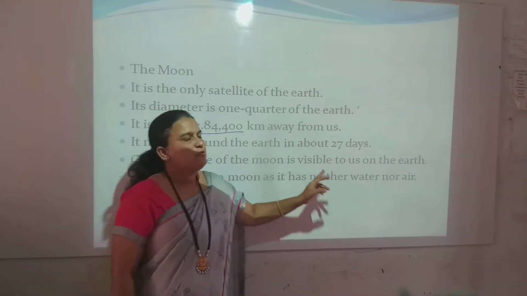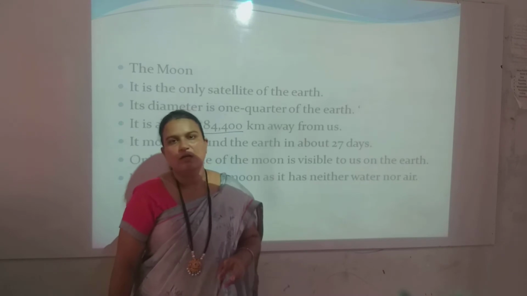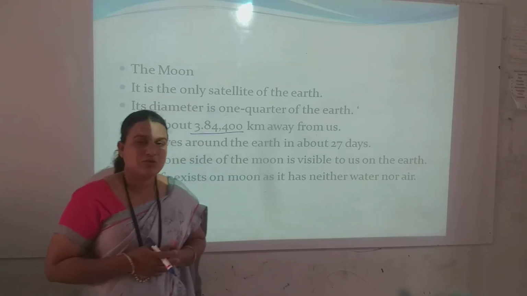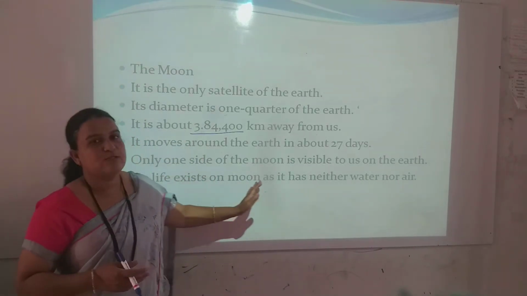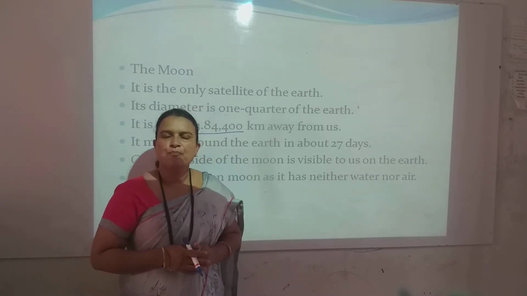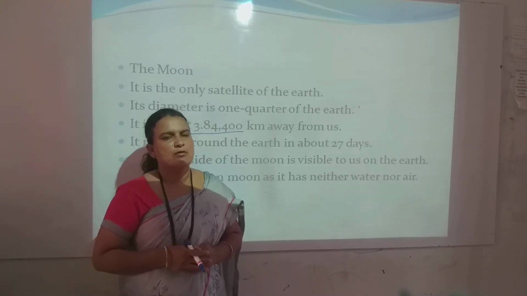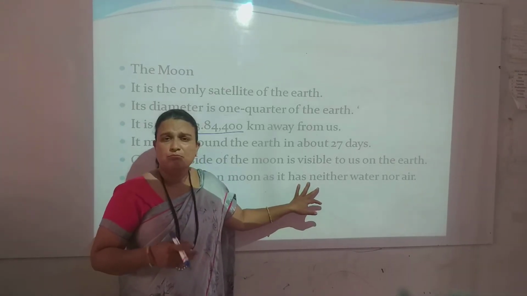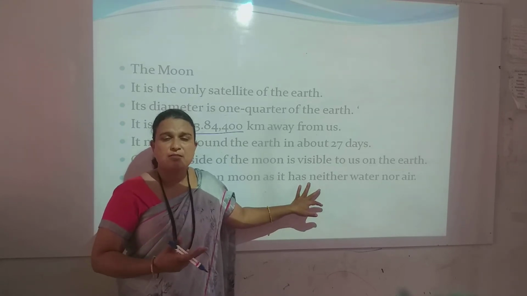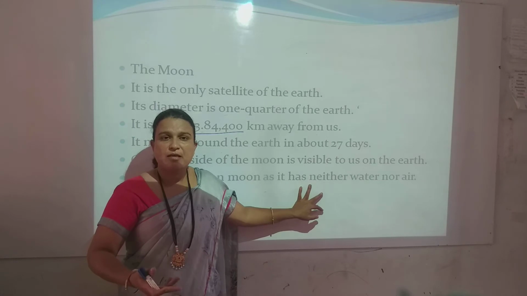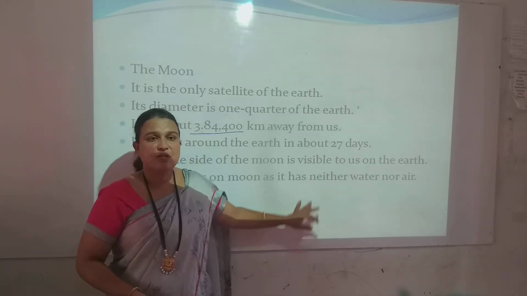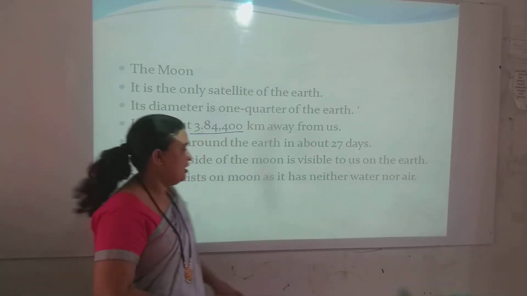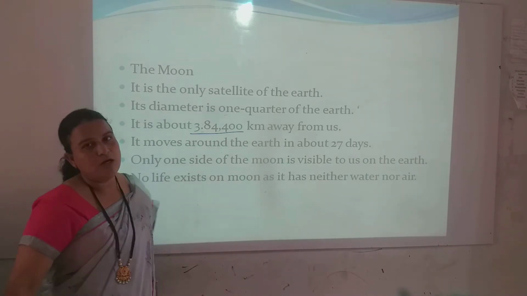Only one side of the moon is visible to us on the Earth and the other side is not visible to us. No life exists on the moon. Many of us are very curious about that. Is there living life on the moon also? But no, my dear students, because there is no availability of water as well as air. So there is no life on the moon.